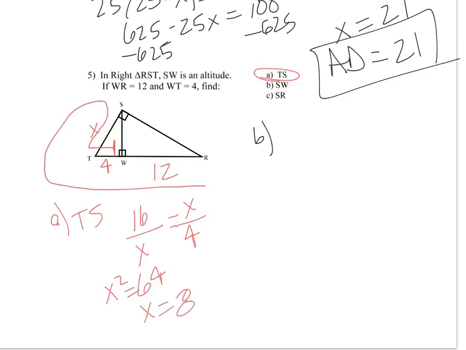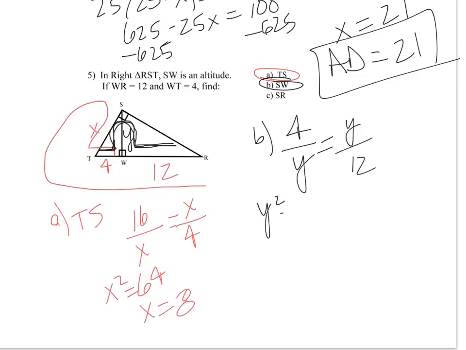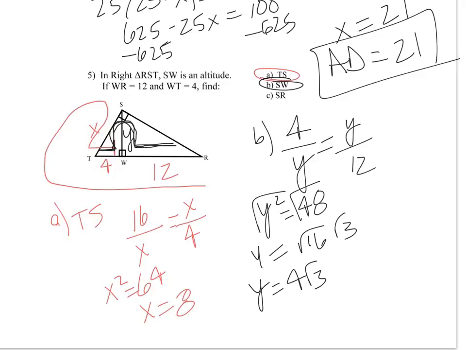Moving on to the next piece, it says SW. I'm going to put a y there for now. In this case, I'm going to use the PAAP proportion. Projection, altitude, altitude, projection. Notice it's slightly different. It's like the first two examples. So I'm going to have 4 over y equals y over 12. When I do the product of the means equals the product of the extremes, I get y squared equals 48. I take the square root, and I have to simplify my radicals. So I wind up with 4 root 3.